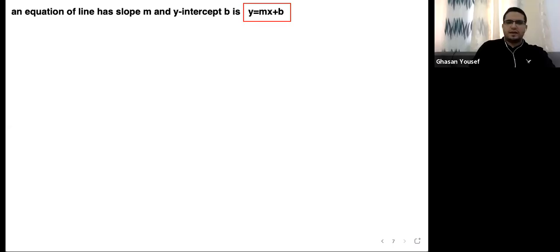So again, in this one, what is different from the previous one is that the slope is given this time, and the y-intercept is given. They did not give me a point, they give me the y-intercept. So the equation will be y equals m times x plus b. Example for this.